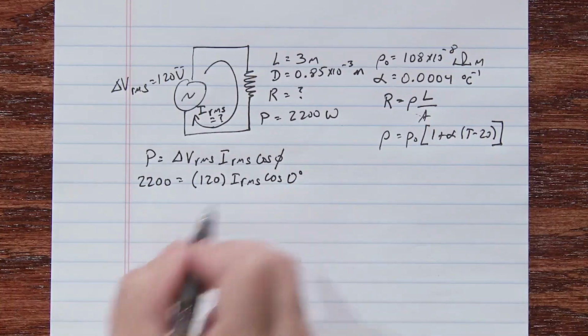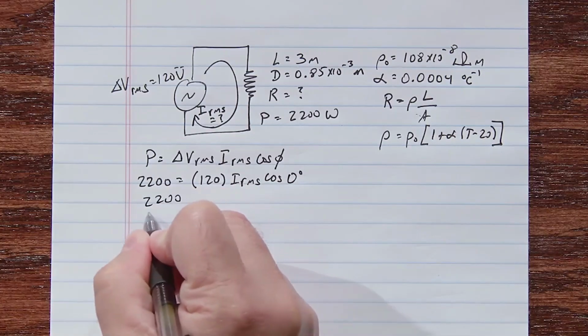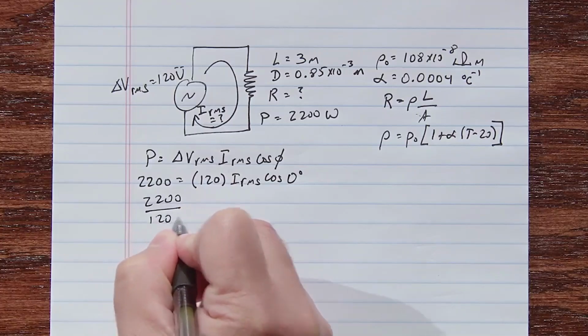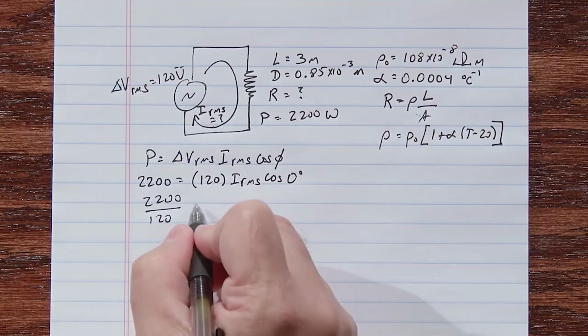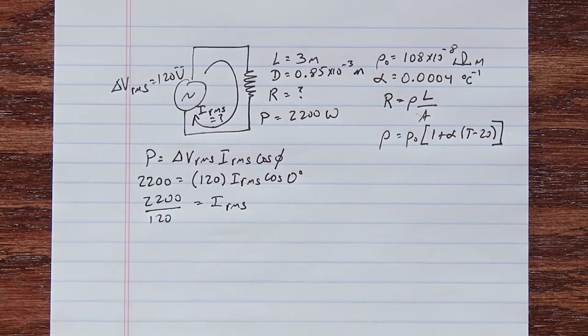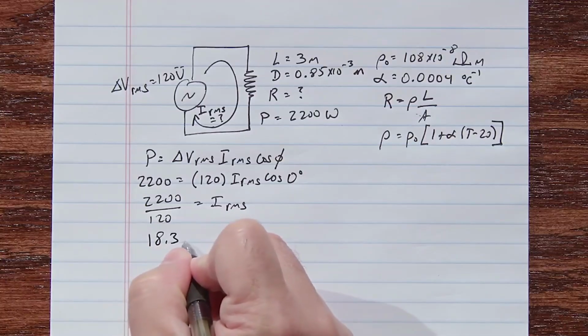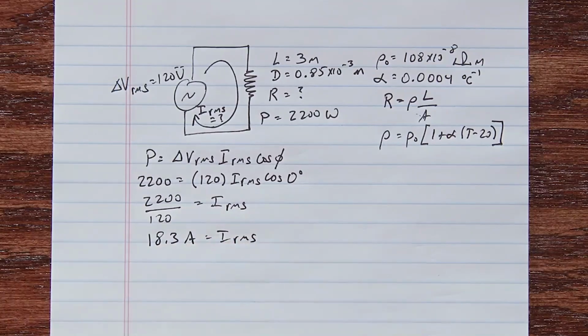Okay. Well, we can solve this for I RMS, and that would be 2200 divided by 120 divided by the cosine of 0, which is 1, so I don't really have to write that, is equal to I RMS. And that tells us that I RMS is equal to 2200 divided by 120, or 18.3 amperes. That gives us the current.